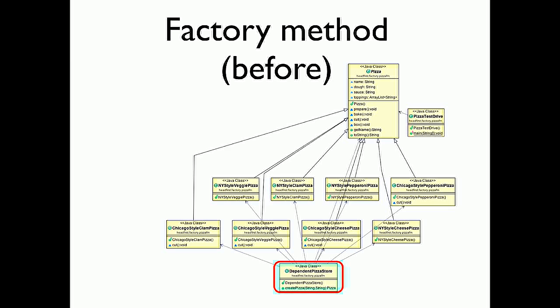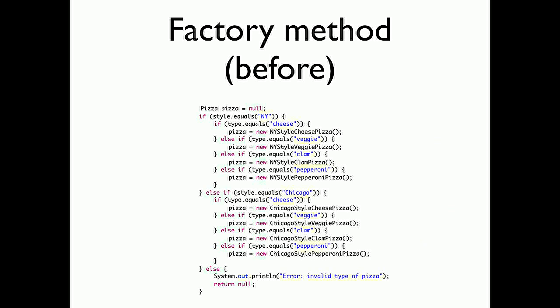So here's our very dependent pizza store, and here's what its method would look like. So the factory method in our dependent pizza store receives 2 parameters, style and type. The style denotes the pizza store in question, either New York or Chicago, and the type denotes whether cheese, veggie, clam or pepperoni pizza is desired. And this method then contains a nested if statement for selecting first the store, or style, and then the type of pizza to purchase from that store.